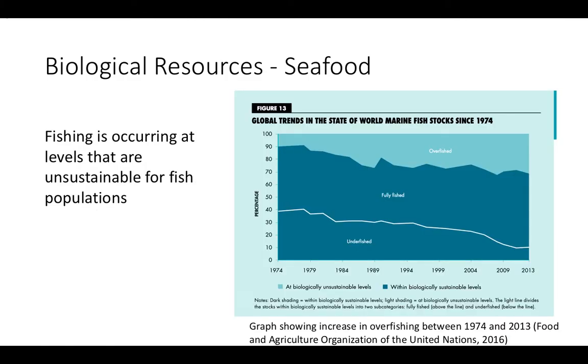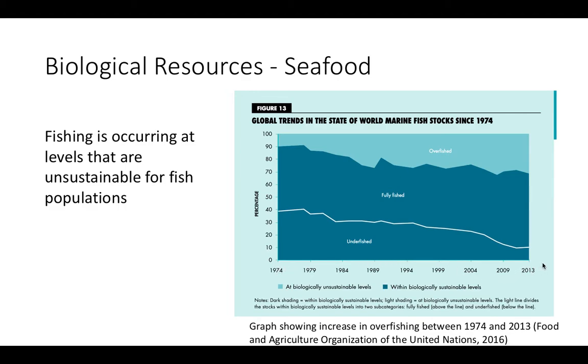Okay, so a consequence of these newer fishing methods is that obviously we're catching more fish. The negative consequence is that we are fishing at levels that are unsustainable for the world's fish population. So let's spend a little time with this graph from the Food and Agriculture Organization of the United Nations. And basically it's showing changes to the fish population between 1974 and 2013.